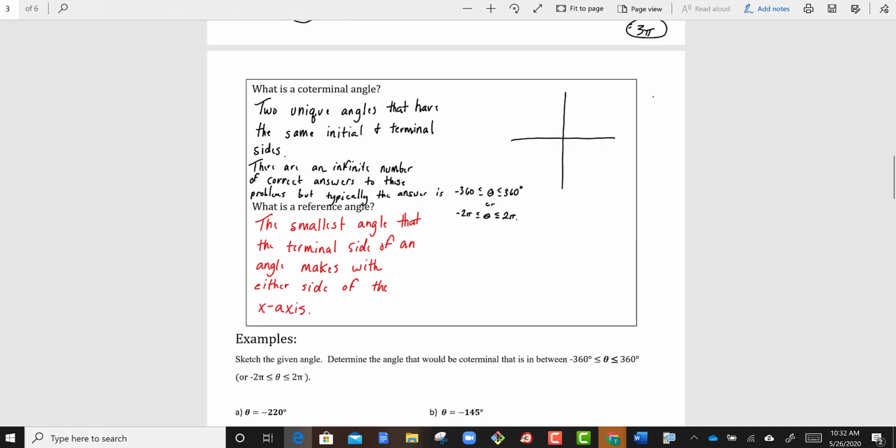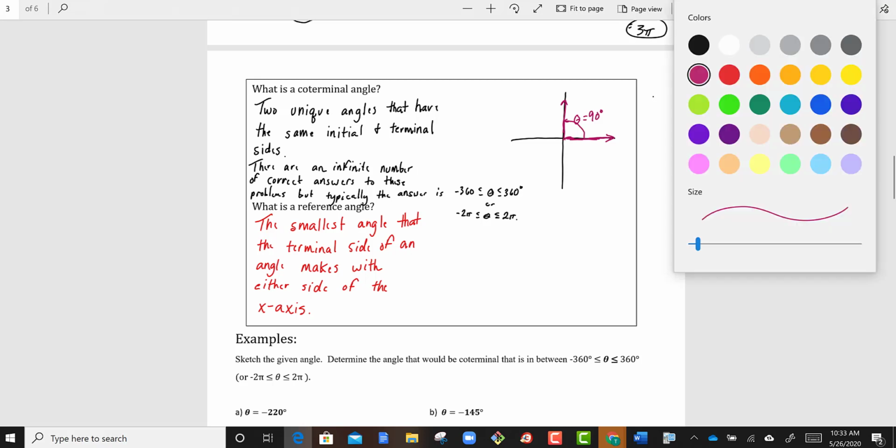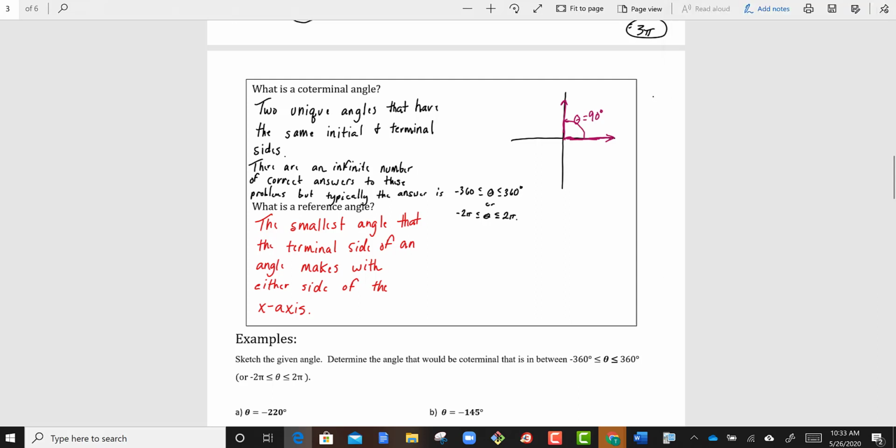So for instance, let's just sketch a basic angle. Let's sketch a 90-degree angle, a positive 90-degree angle. So the given angle in this problem is 90, and the initial side is the positive x-axis, and the terminal side, in this case, is the positive y-axis. The terminal side can be whatever we want it to be, though.